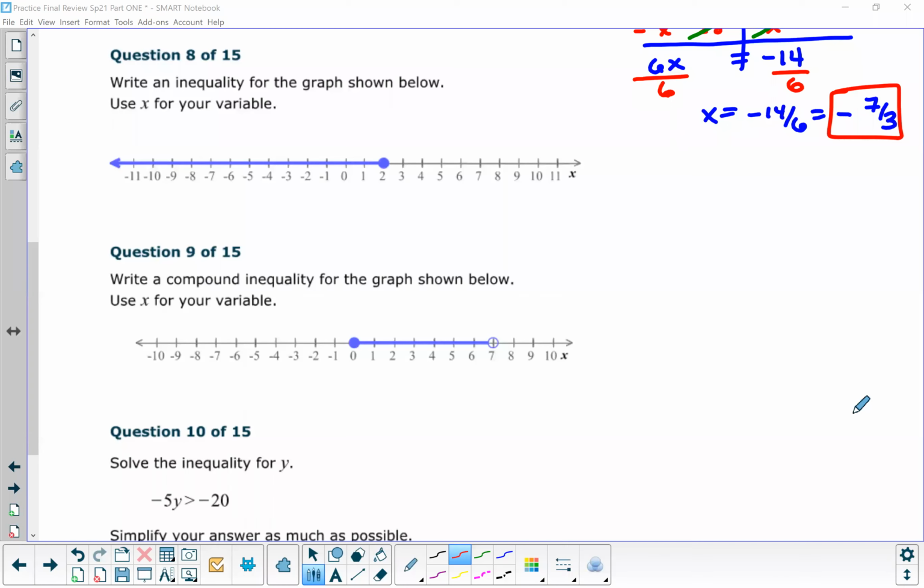All right, write an inequality for the graph shown below. Use x for your variable. So we have a solid circle at 2, and we're going to the left of the number line. We're getting lower. So x is going to be less than or equal to, because of the solid circle, 2.